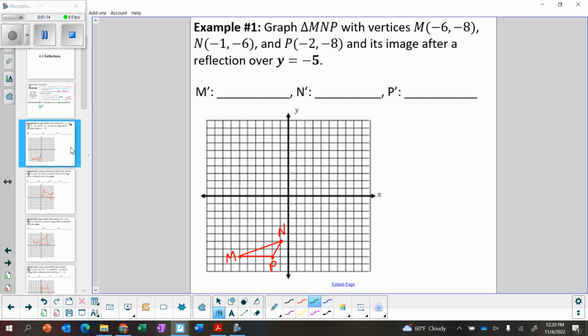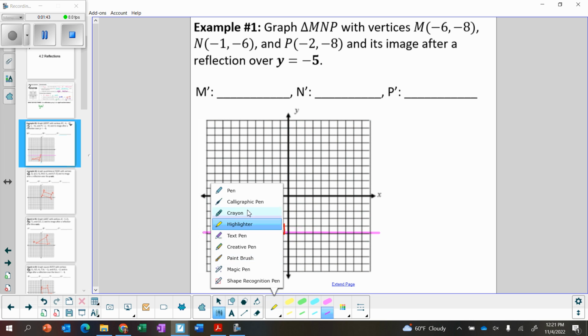So let's look at our first problem. We're graphing our triangle, and we're going to reflect it over the line y equals negative 5. So I'm going to draw the line y equals negative 5. That means it's going to be a horizontal line, right? Horizontal line where y is negative 5. We're going to go down 1, 2, 3, 4, 5, and we're going to draw a line across here.